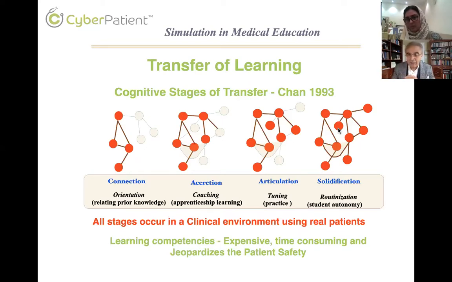Today we do all these four stages on patients inside the clinic and inside the hospital. What happens is that learning competencies in medical education is becoming expensive and time-consuming, and it jeopardizes the safety of the patient because they go through all these stages on a patient. That's why in the OR we're so nervous and screaming at students, don't do that, don't touch that, you're too loose, you can't do this. Those kinds of things.